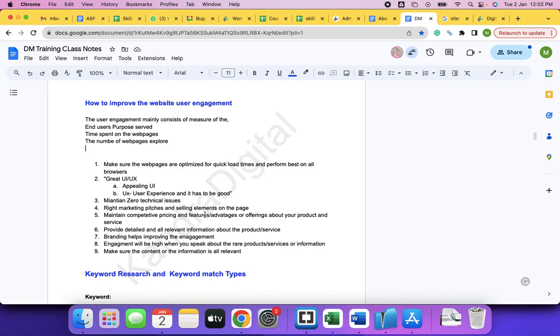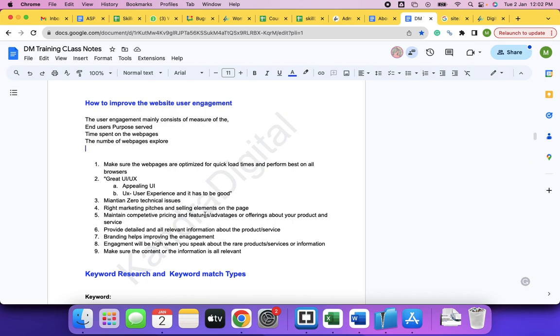So if the web page keeps loading for several seconds or minutes, the user will quit and the user's purpose is not served, right? And the user engagement criteria is not met. Obviously you must have played so many tricks in improving the CTR, and with CTR your website must have moved to the top. That's not going to stay over there unless your engagement is good.